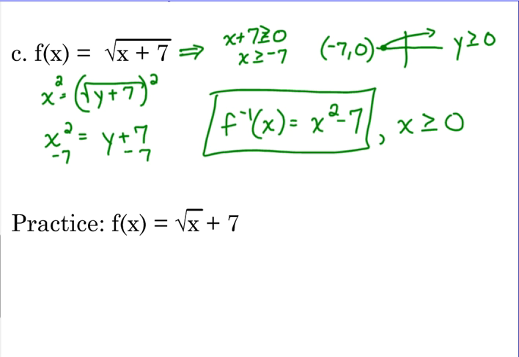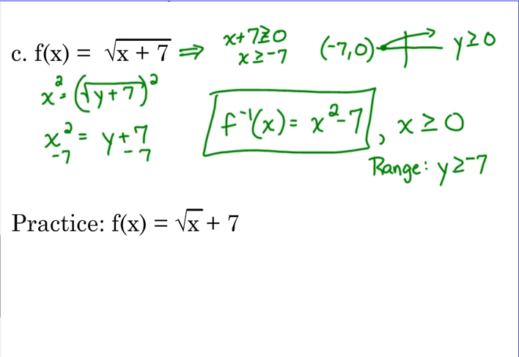So the range was y is greater than or equal to 0. So that means the domain of the inverse is x is greater than or equal to 0. And guess what its range would be? Its range would be y is greater than or equal to negative 7. Don't believe me? Graph it.